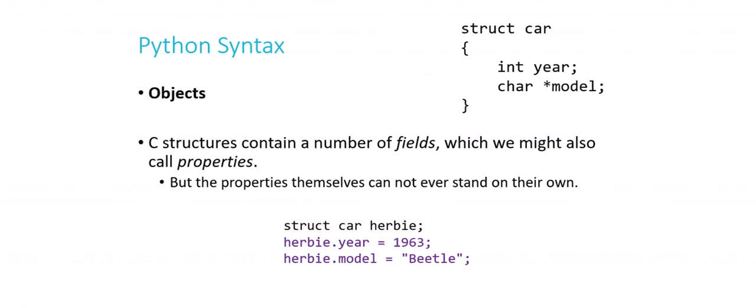Because in each case where I'm using year and model, I'm associating it with some structure of that data type, in this case, Herbie. But I could never say this. This is not valid in C, at least with what we have here, because year and model don't just hang out on their own. They're part of what it means to be a struct car. So we always have to associate them with a struct car. So that would not fly. So that's the analogy of object properties to C structure fields.